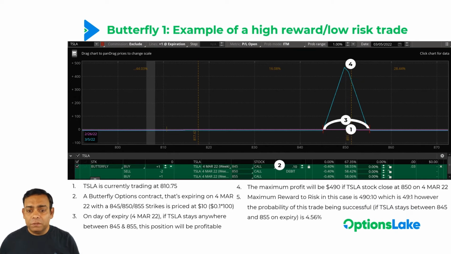Now, the maximum profit of this trade is $490 if Tesla closes at 850 on 4th of March. So the maximum reward to risk ratio in this case is 490 to 10, 490 being the maximum profit, 10 being the investment, which translates to 49:1. However, the probability of this trade being successful is very low, at 4.56%. It's low because we've only given a $10 wide chance for us to be successful, right?